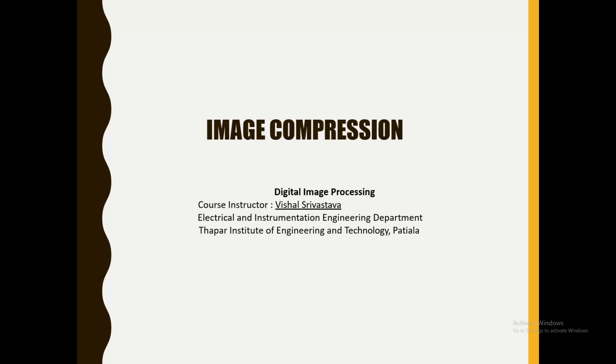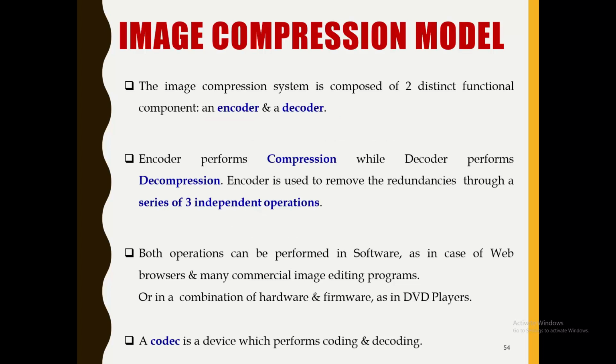In this lecture, we are going to discuss image compression. So, the image compression model. The image compression system is composed of two distinct functional components, an encoder and a decoder. An encoder performs compression while a decoder performs decompression. The encoder is used to remove the redundancies through a series of three independent operations. I will explain this one later on.